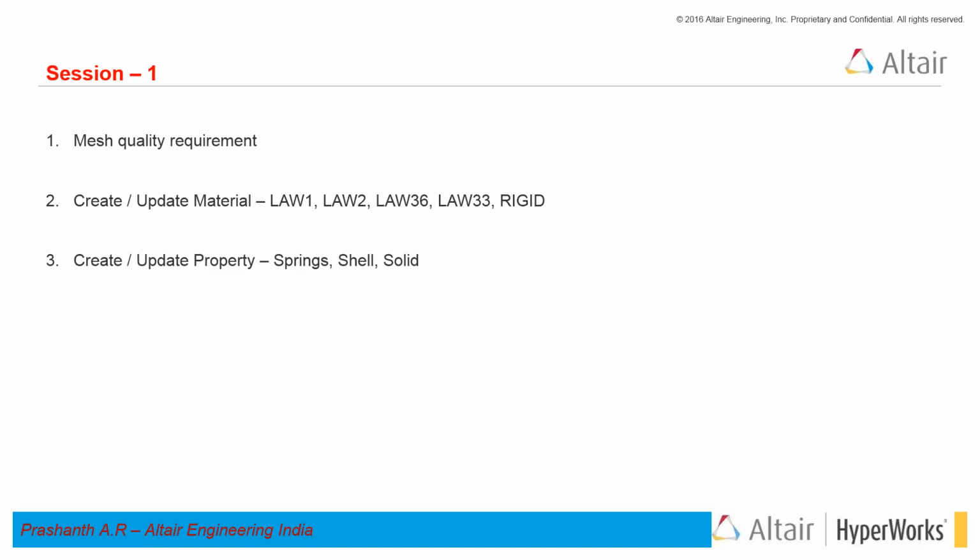So here the agenda is basically on the pre-processing part. Maybe here and there I'll be touching a little bit on the Radioss solver, but largely it will be on the pre-processor, that is how to build a Radioss deck using HyperMesh. So that will be the main objective. To start with, meshing quality requirement.